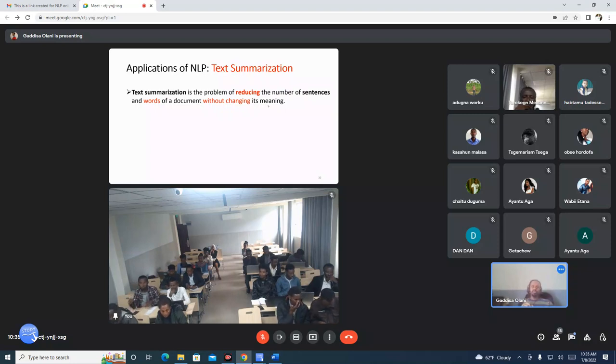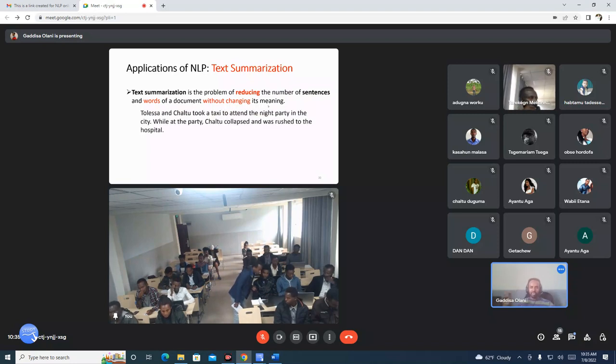So the same algorithms do the text summarization or paraphrasing, as we call it. So let's take some example. Let me read it for you. Tolesa and Chaltu took a taxi to attend the night party in the city. While at the party, Chaltu collapsed and was rushed to the hospital.